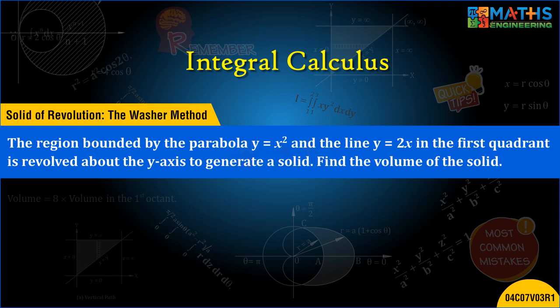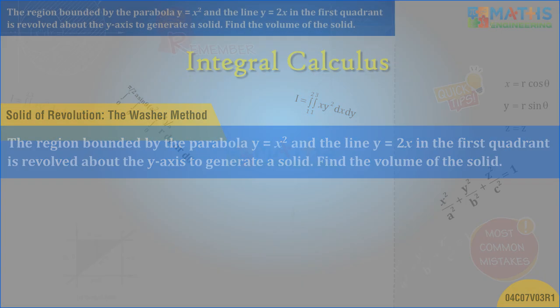In this session, we are going to discuss solid of revolution and volume using washer method. The problem given here is the region bounded by the parabola y is equal to x square and the line y is equal to 2x in the first quadrant is revolved about the y-axis to generate a solid. Find the volume of the solid.